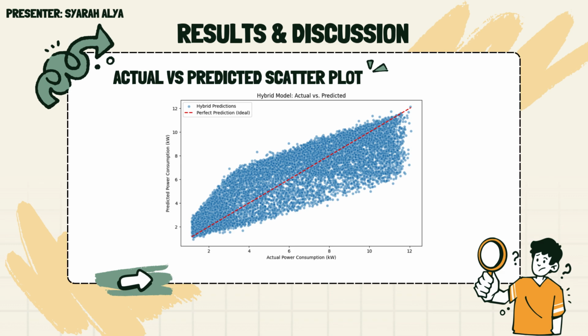In this figure, the x-axis represents the actual power consumption, and the y-axis shows the predicted values from the hybrid model. The red dashed line indicates perfect prediction. Most data points lie close to this ideal line, indicating that the model predicts power consumption accurately across a wide range of values. The strong linear alignment shows that the model generalizes well, rather than performing well only in a narrow operating range. Although a few outliers exist, they are rare and do not significantly affect overall performance. This confirms that the hybrid model maintains consistent accuracy even during high and low load conditions.